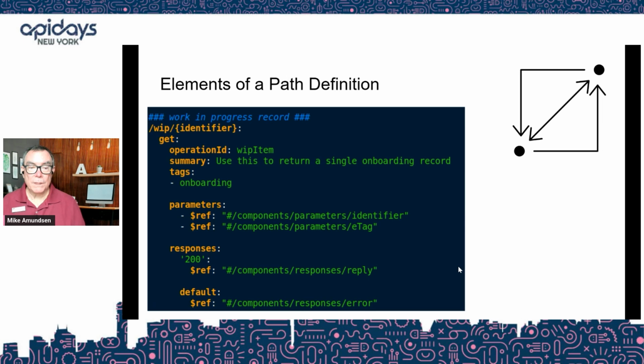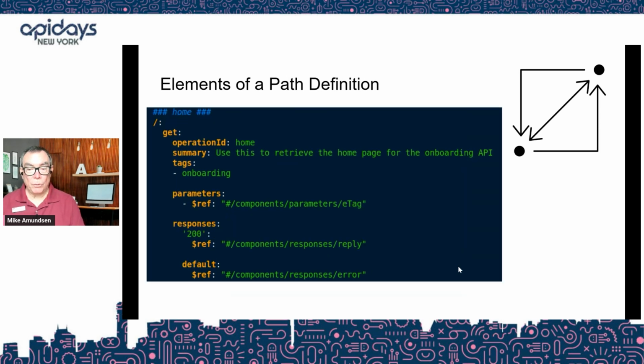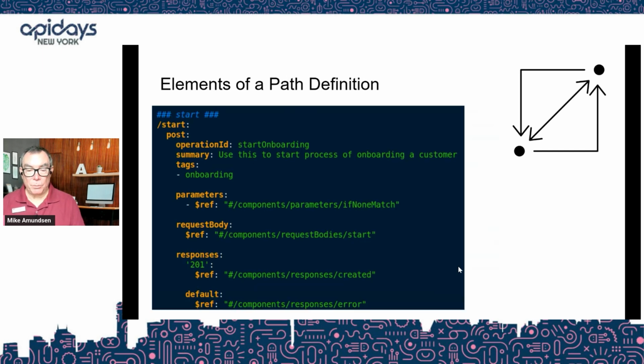Here's another one, which is a work in progress. Notice there's a placeholder identifier in the path. Same everything else. We've got parameters such as the identifier and the E tag and responses as well. All of these are path definitions. And you'll note each one of them, as I go back through them, is built up out of the components that we created in the very beginning.